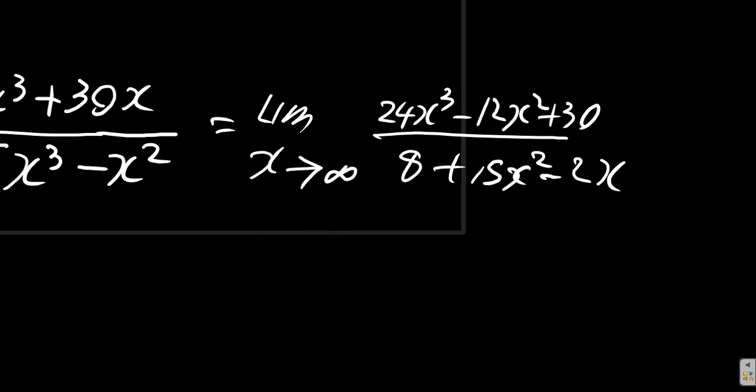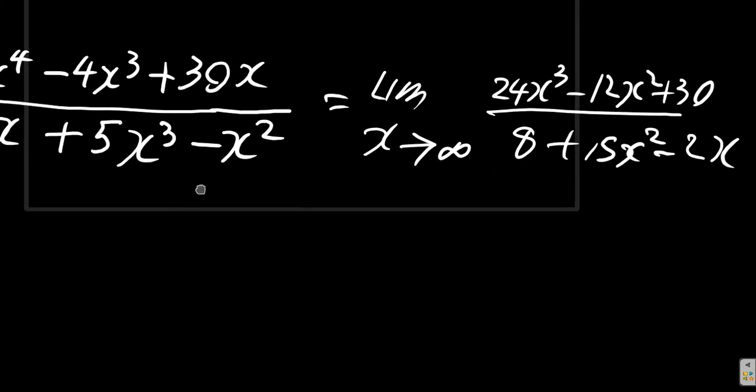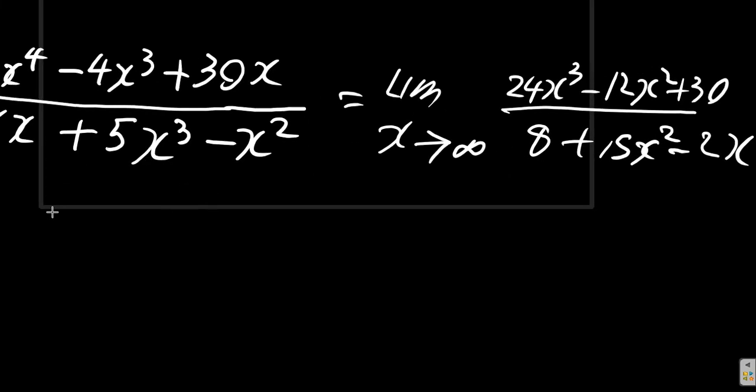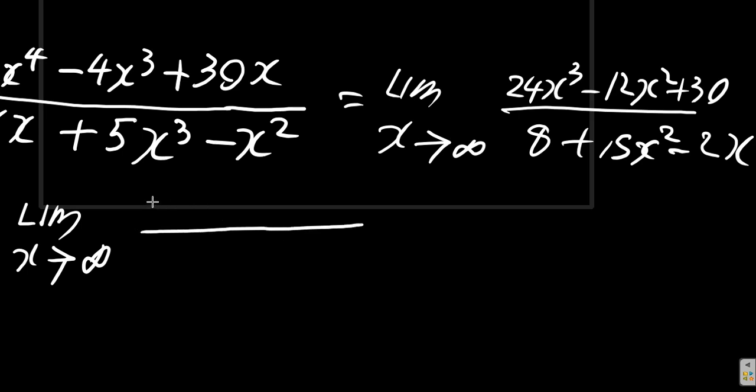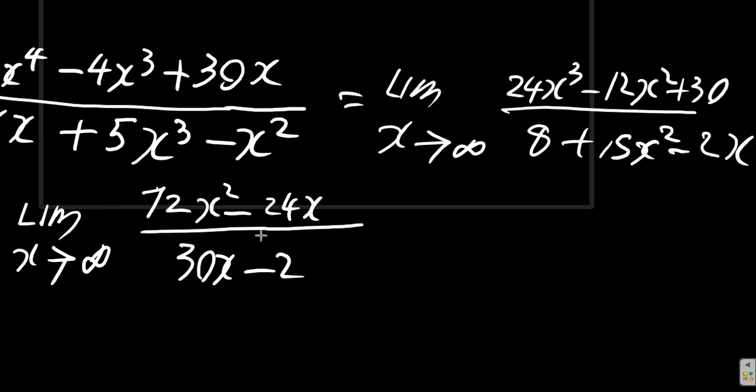So you differentiate again. With L'Hopital's rule, if you differentiate once and it doesn't work, you differentiate again. So the limit as x tends to infinity of, now you have 72x squared minus 24x plus 30 divided by 30x minus 2. Now again, you have infinity over infinity. See that?